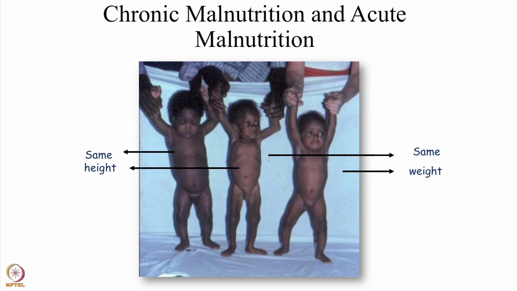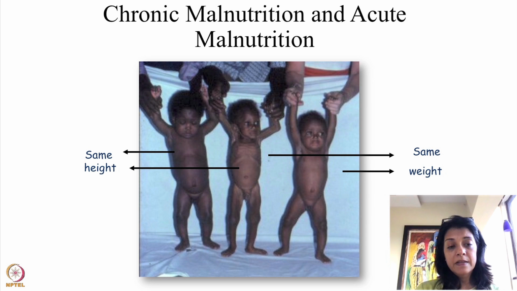Now here is an example. This child is normal, about an 11-month-old baby. This child, you can look at it, he looks thinner. If you look at the muscle mass, see how thin it is. You can see his rib cage also. So this child is wasting, which is acute malnutrition. The height is a little bit low, but it's not that bad.